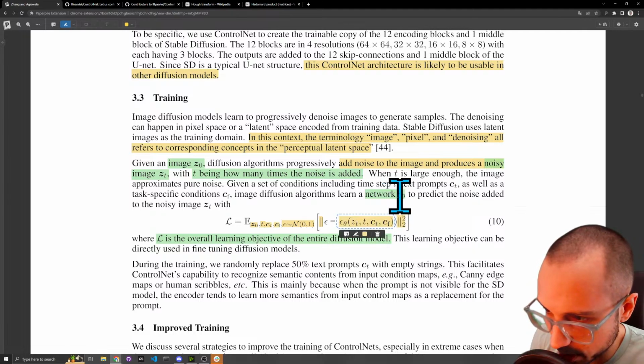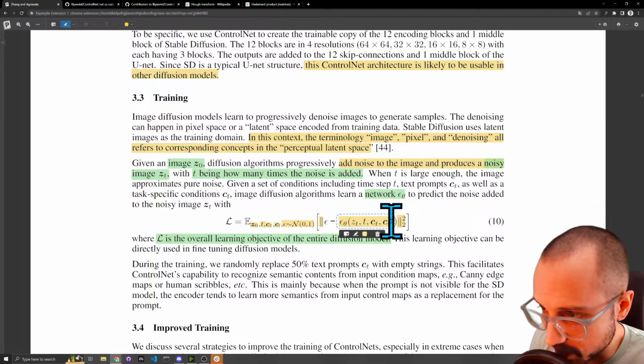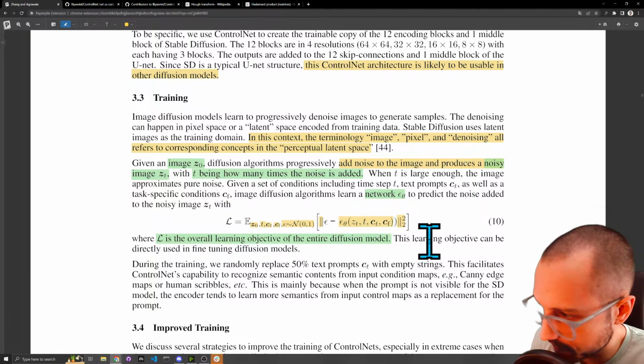So you have your network epsilon theta, right? Some network that is parameterized by parameters theta, and it predicts the noise. It predicts the noise using the current image, the time, current text, and the current conditioning. And then you want the noise that it predicts to basically be the noise that is added. Over time, this little network epsilon theta is going to get better and better at predicting that noise for specific contexts.